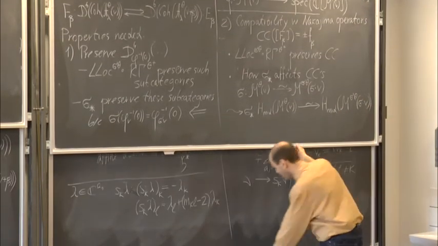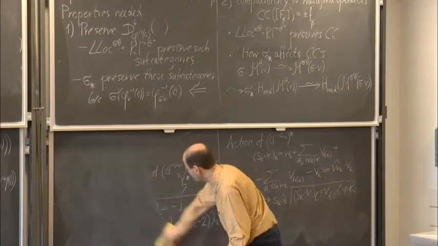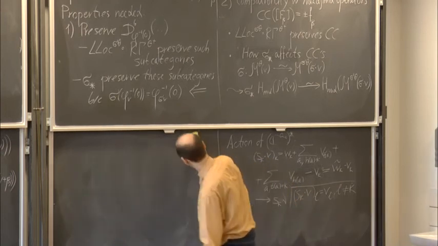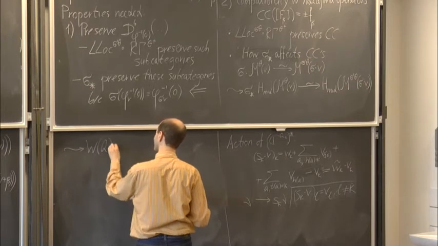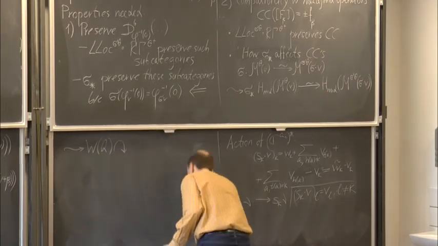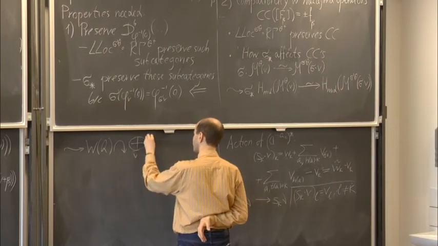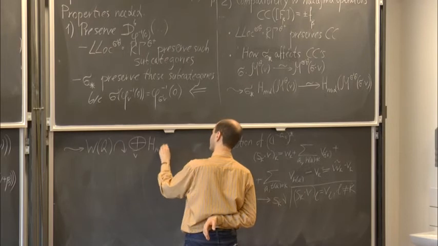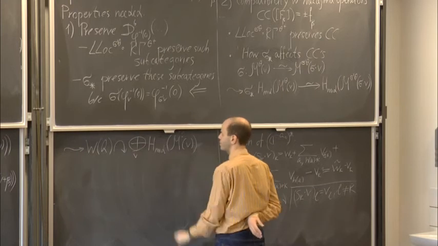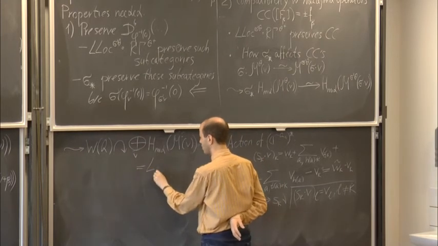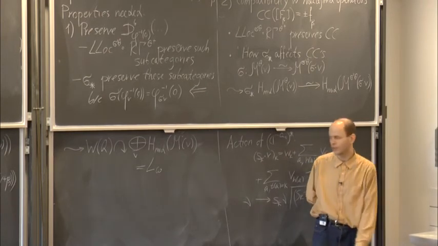So what does it give me? It gives me an action of the Weil group on the sum of all middle homologies, sum over V of H middle of M whatever V, and this is just the space L omega. That's a module over my Lie algebra, an integrable module.